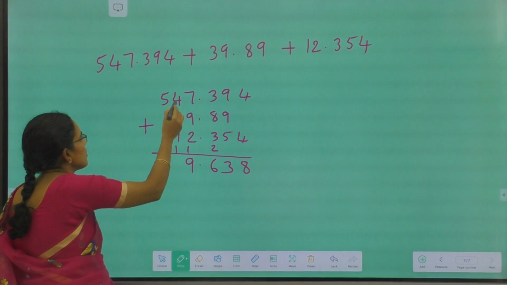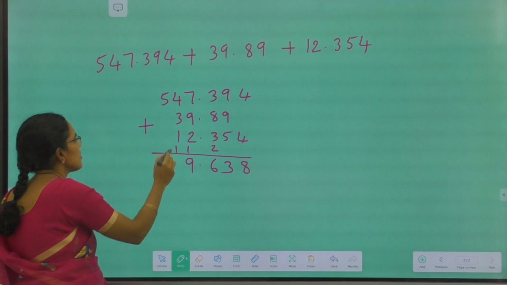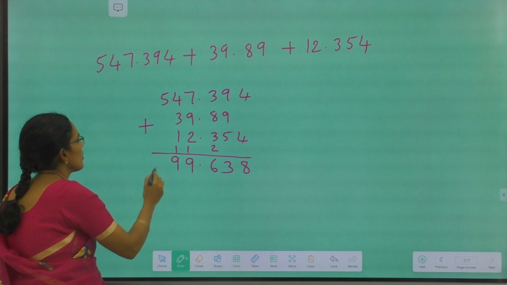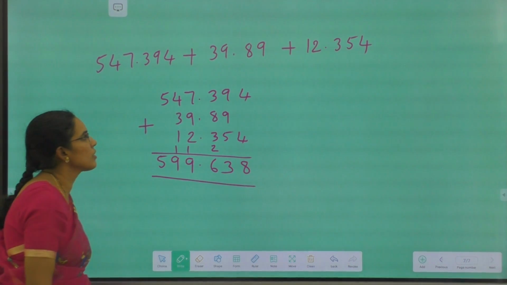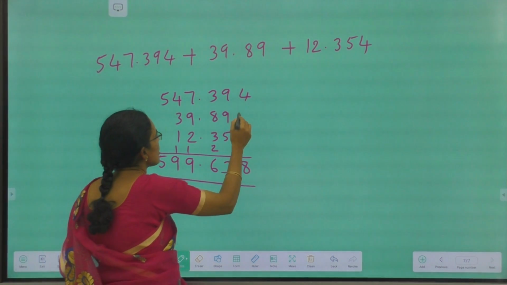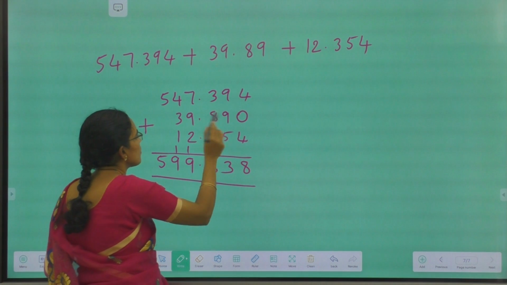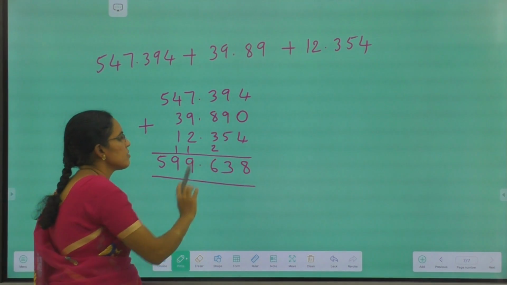After that, I am adding tens. That is 4, 5, 6, 7, 8, 9. Then 599.638. In this way we should add. Not compulsory, even if we add 0 here also, even if we convert it into like decimals also, then also we get the same answer.